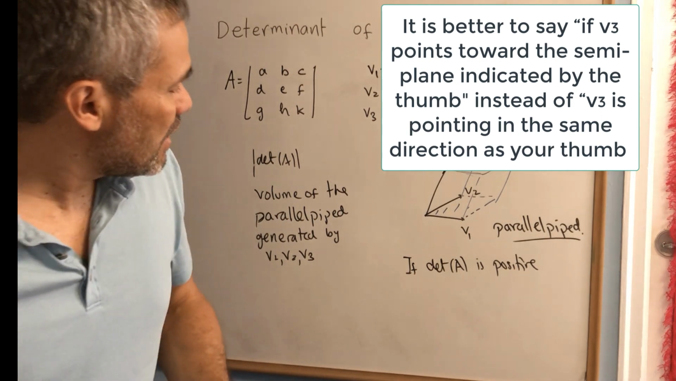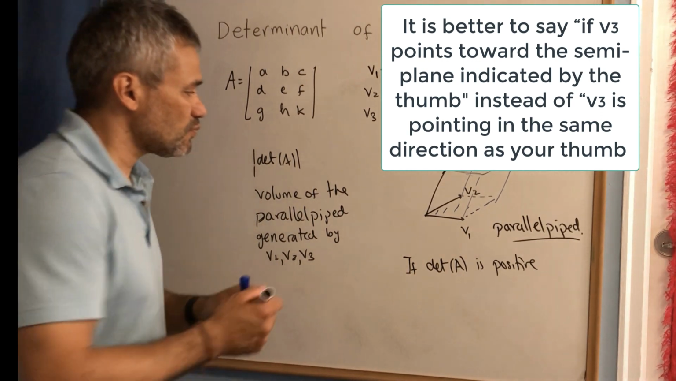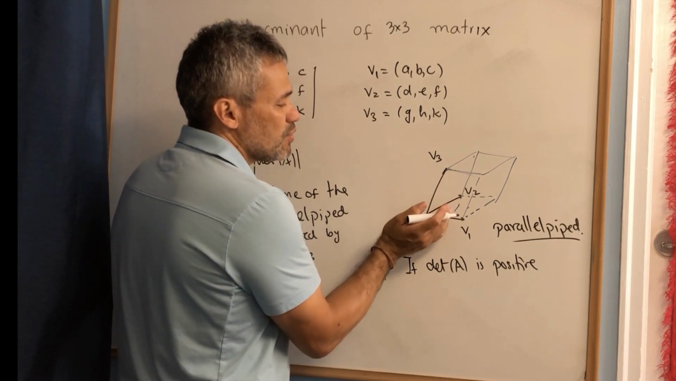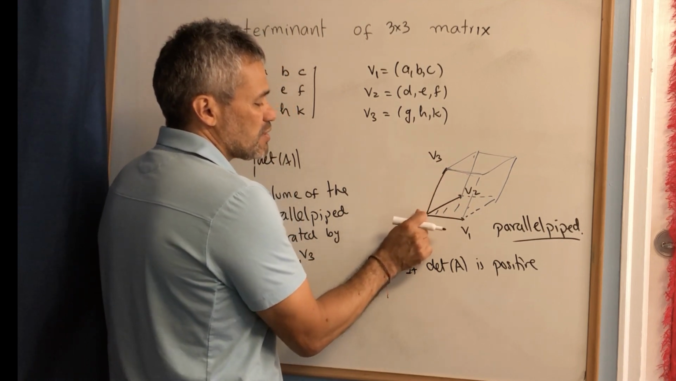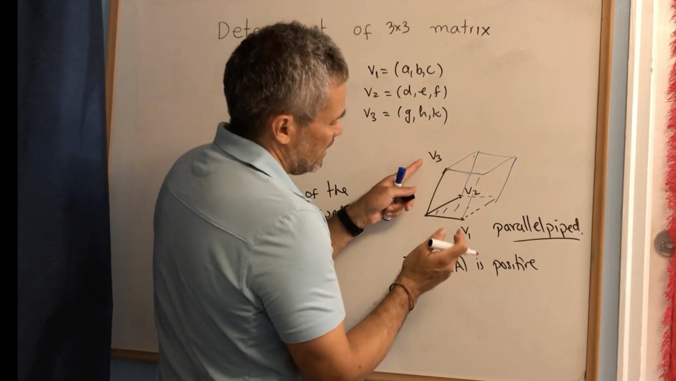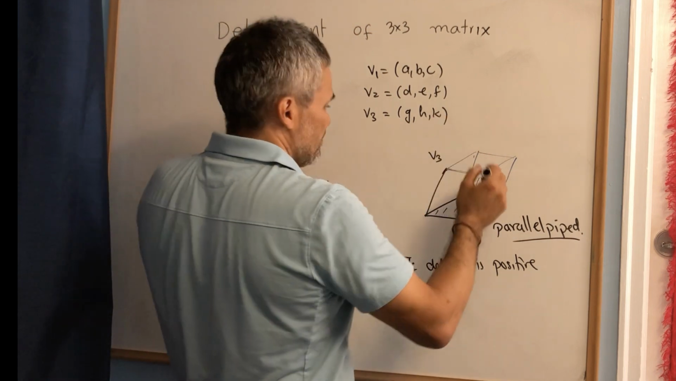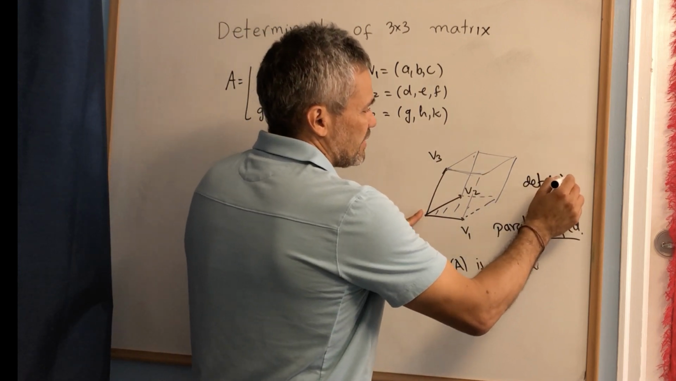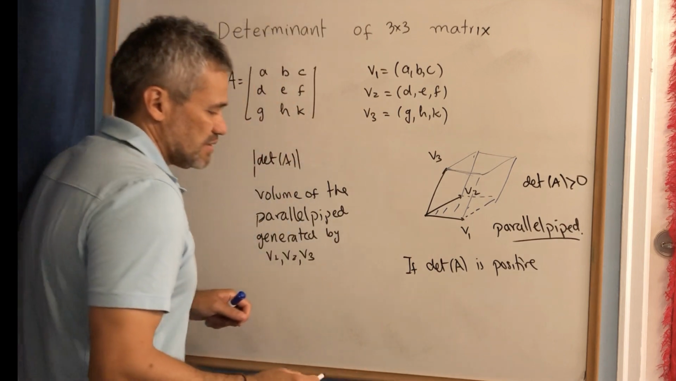For example, in this case, we have B1, B2. When we move from B1 to B2, my thumb is pointing up, and this vector is in the same direction. Then in this case, the determinant of this matrix, if this is the picture, will be bigger than 0.